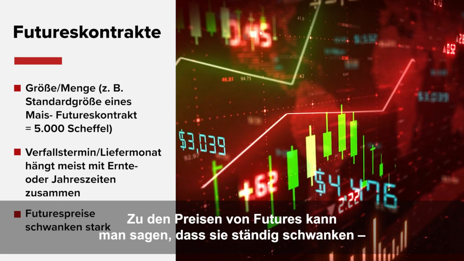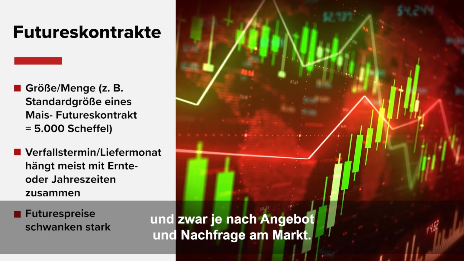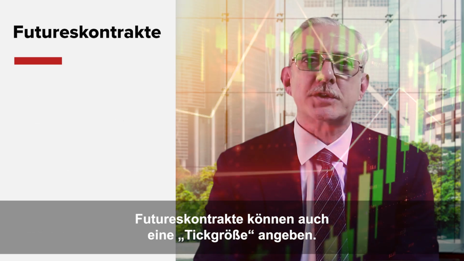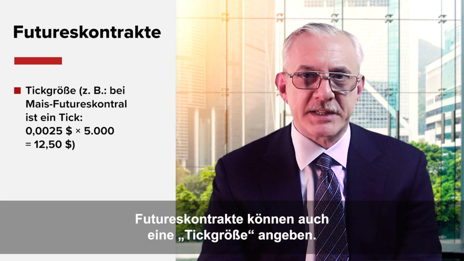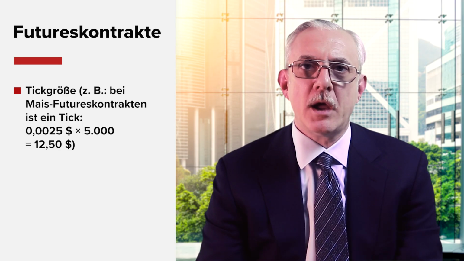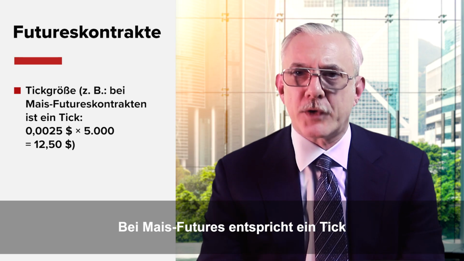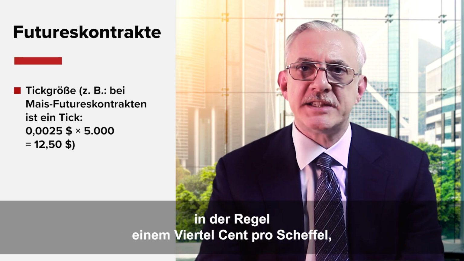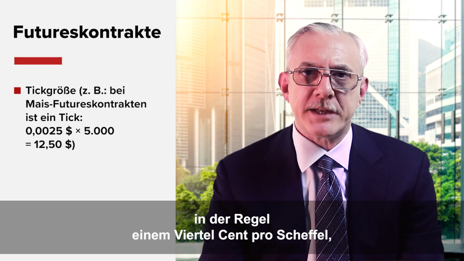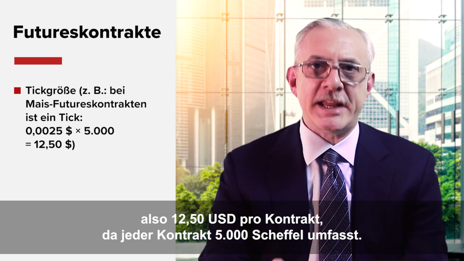In terms of price, futures prices fluctuate constantly based on market supply and demand dynamics. The futures contract may also specify tick size, reflecting the smallest price movement a contract can make, where each tick has a corresponding dollar value. For example, for corn futures, one tick is typically 1/4 cent per bushel, or $12.50 per contract, since each contract is 5,000 bushels.